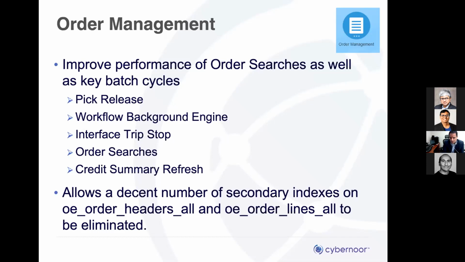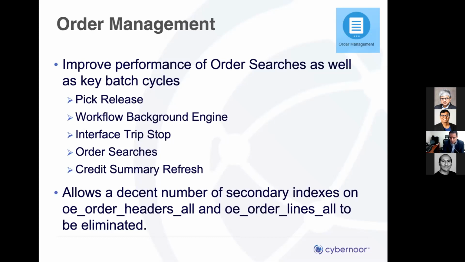Interface trip stop has the same kind of dilemma that pick release does. So what pick release does is it has to find all the order lines that are pickable. Interface trip stop has to find all the lines that are shippable. So same type of scenario, and cannot really leverage any specific selective indexes.